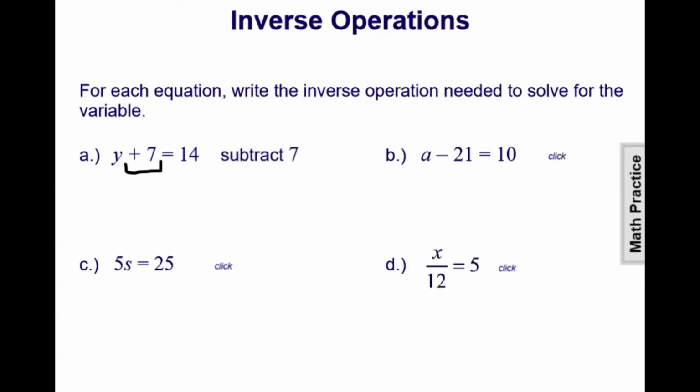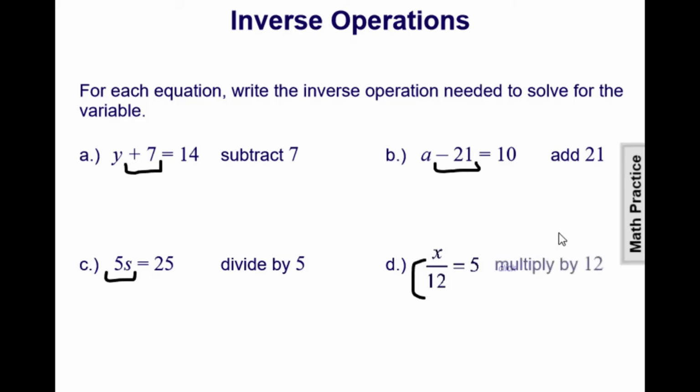Here we have b minus 21 equals 10. The current operation is subtracting 21. So we need to do the inverse or the opposite of subtracting 21, which would be to add 21. In C, we have 5 times S, or 5S equals 25. We have a current operation of multiplication, multiplying by 5. So we need to do the opposite of multiplying, which is divide by 5. And in D, we have x divided by 12 equals 5. So the current operation is dividing by 12. The inverse would be to multiply by 12.